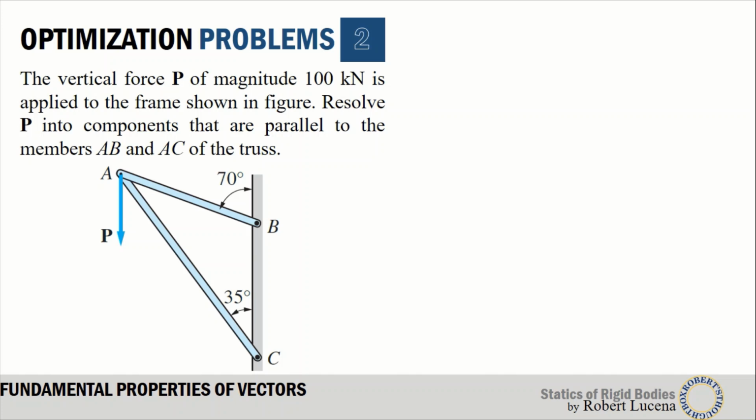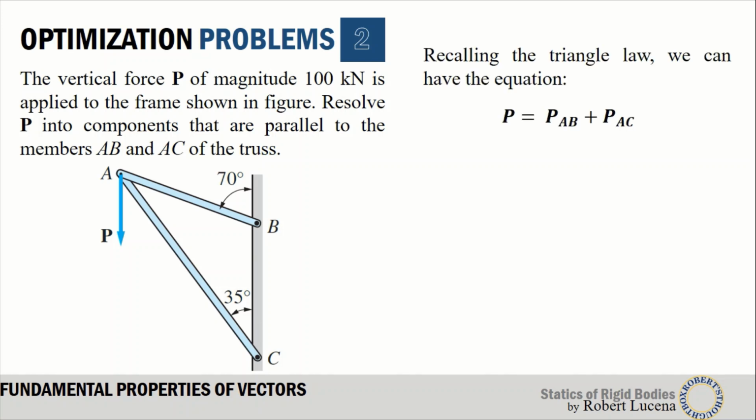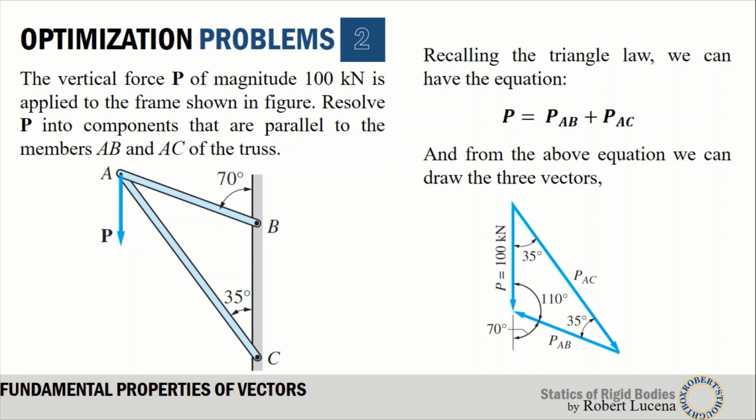So the vertical force P of magnitude 100 kN is applied to the frame shown in the figure. You will resolve P into components that are parallel to the members AB and AC of the truss. Recalling the triangle law, P is the sum of PAB and PAC.